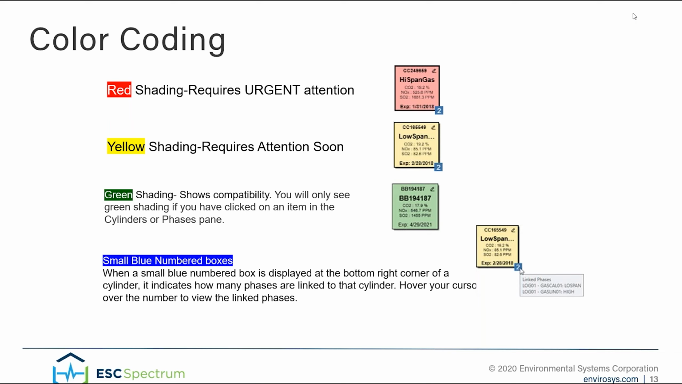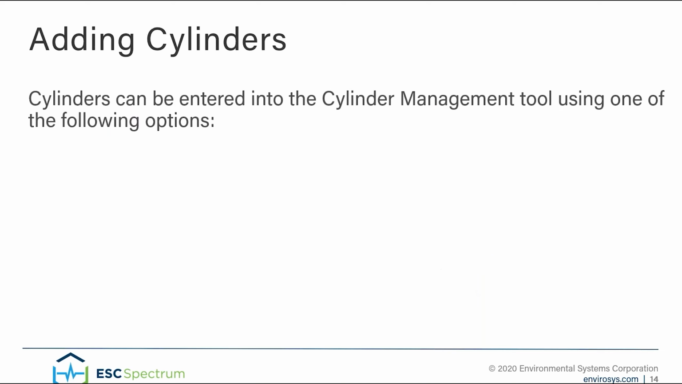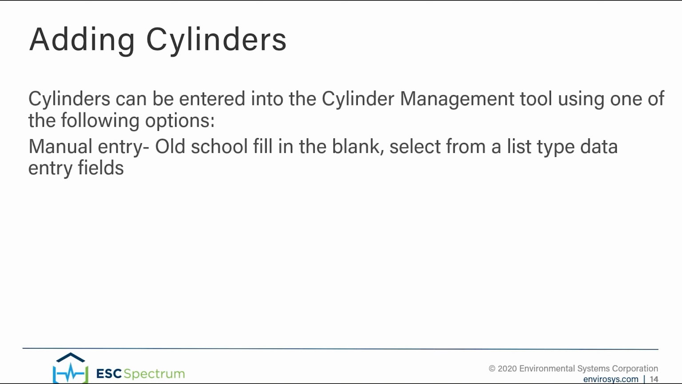We can add cylinders several different ways. We can use the manual entry, which is just old school: fill in the blanks, select from a list, type data entry field. You've got a lot of drop downs in there, and later on in the presentation, I'm going to take you into StackVision and show you how we could enter cylinders manually.